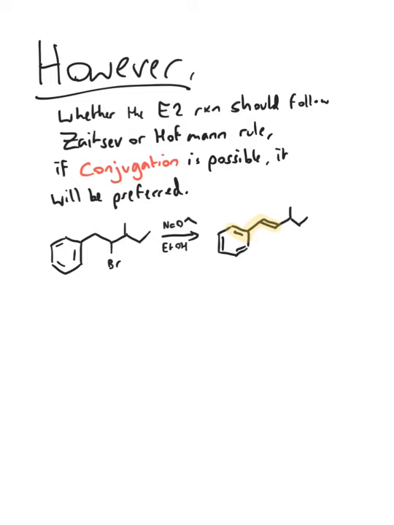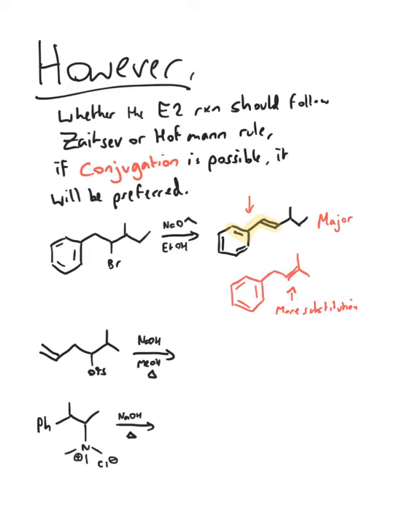So, for example, in this here, if we were to assume regular Zaitsev rules, we would expect to form this double bond right here. But instead, because we have conjugation with the aromatic ring, we will most certainly form this as our major product. Now you try with these two reactions. You may pause now. And here are the answers.